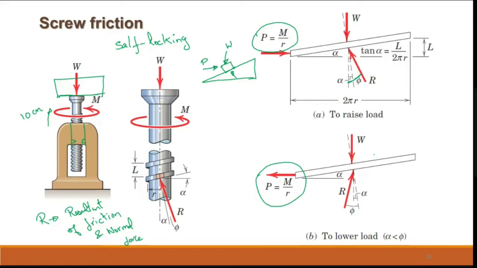When you calculate it, you will get a set of formulas. In this, we always consider alpha, where tan alpha is L by 2 pi r. What is this 2 pi r? It is the circumference of one thread. What is L then? The distance between successive threads, which is nothing but the pitch. L is nothing but pitch, and 2 pi r is the circumference of the thread. So I'll go directly for the formulas.